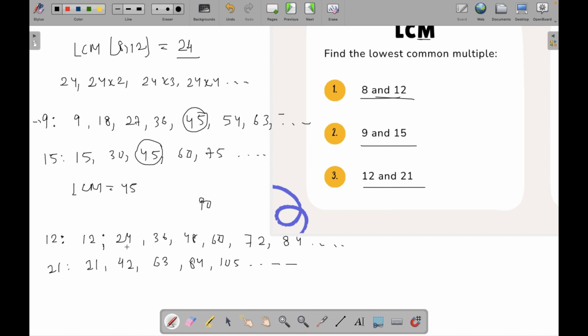Now we'll just check. 12 not present, 24 is not present, 36 not present, 48 not present, 60 is not present, 72 is also not present, 84 is present. Right? So 84 is the smallest common multiple that we found. So LCM of these two numbers would be 84. And you can find other common multiples using LCM.